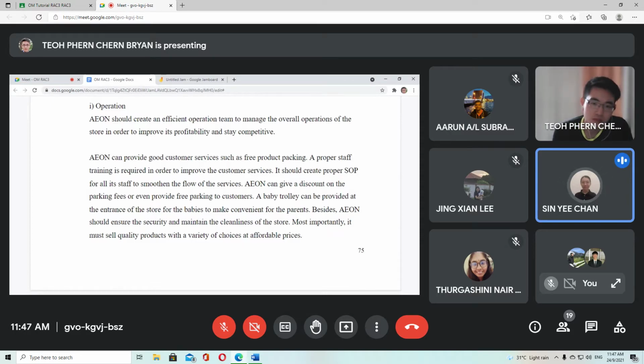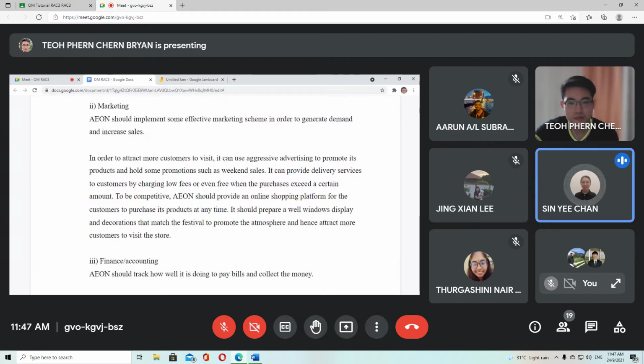Proper staff training is required in order to improve the customer services. It should create proper SOPs for all its staff to smoothen the flow of the services. Aeon can give a discount on the parking fees or even provide free parking to customers. A baby trolley can be provided at the entrance of the store to make it convenient for the parents. Besides, Aeon should ensure the security and maintain the cleanliness of the store. Most importantly, it must sell quality products with a variety of choices at affordable prices.